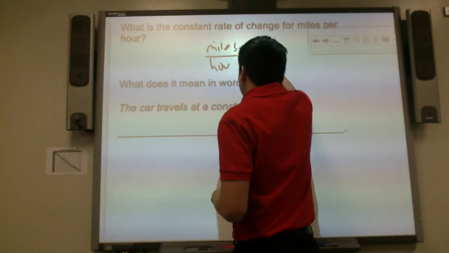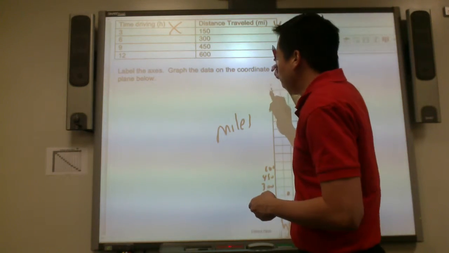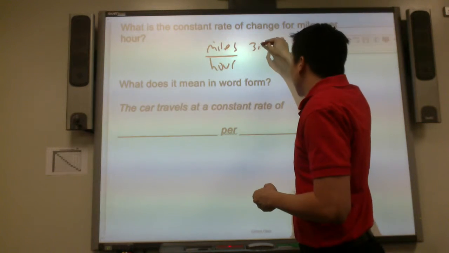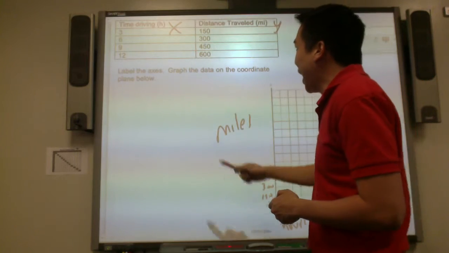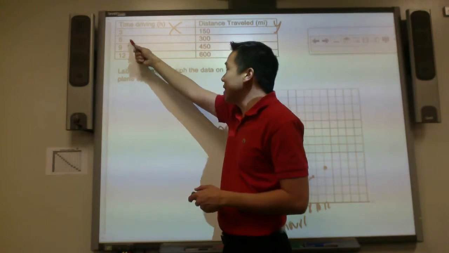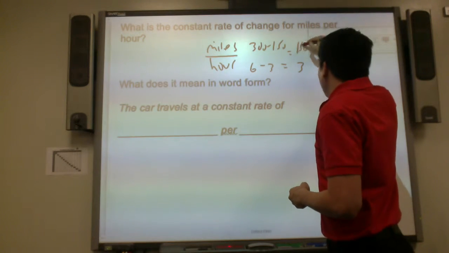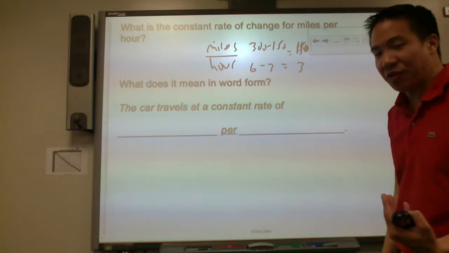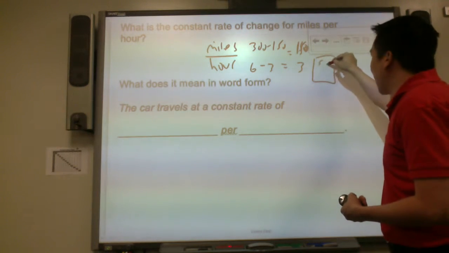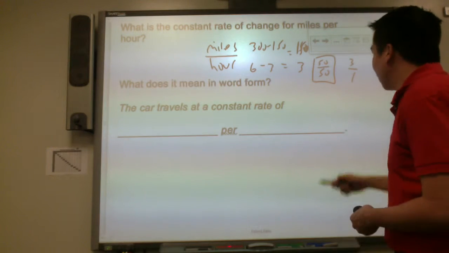per hour? So how is it changing? The miles change from 150 to 300. So in other words, it changed by 150 miles. The hours changed from 3 to 6 hours. From 6 minus 3, that's 3 hours. So 150 miles in 3 hours. Can I simplify that?